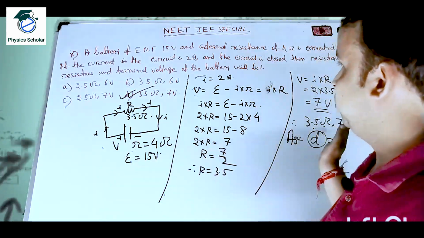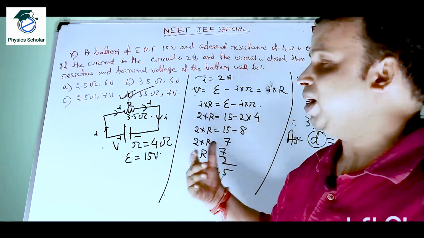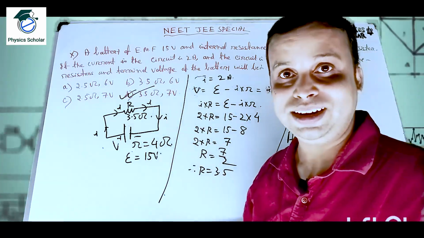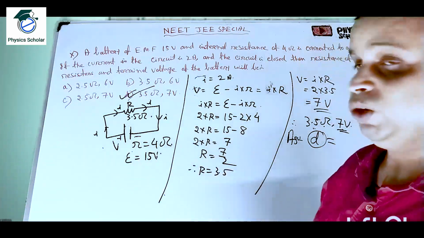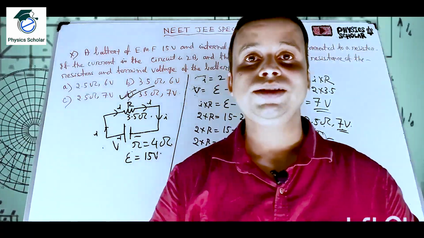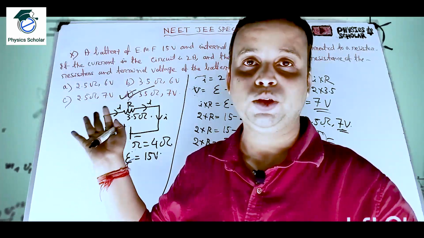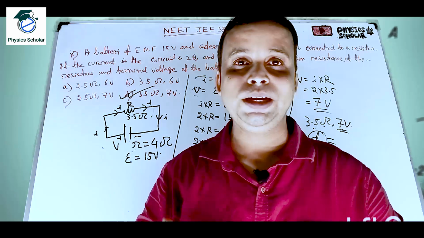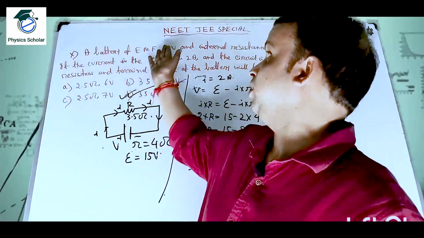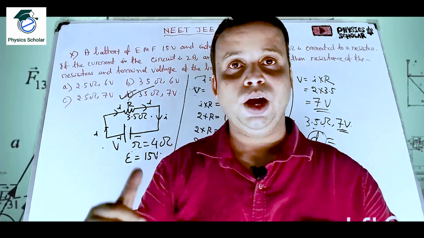So there are many problems of such circuits. When the combination of batteries will be there, the batteries will be connected in series or parallel or mixed combination, that we will do in the next episode. So students, hope you have understood all the problems which I have solved today, 10 problems. Clear? So I will upload many videos on NEET and JEE special episodes. So hope you are enjoying your study.